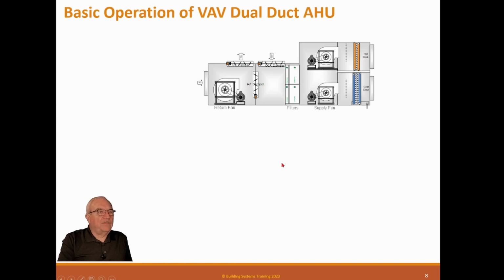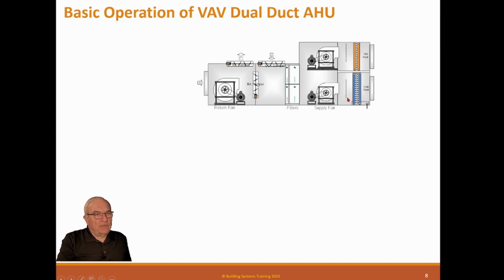Okay, now we have a system called a dual duct. Now remember in the constant volume section, I hope you've already taken that video, it talked about dual duct systems, and this is exactly the same except it has variable volume. So if you'll notice, this is just like the other one. It's got the economizer section, the return fan, the filter section, but now instead of one fan with two coils, it has two fans. So it has a fan for the hot deck and a fan for the cold deck.